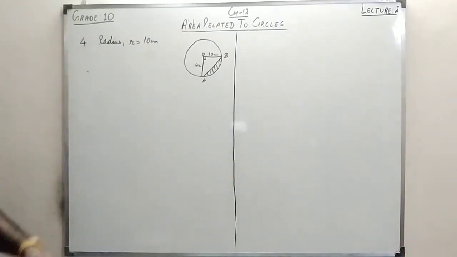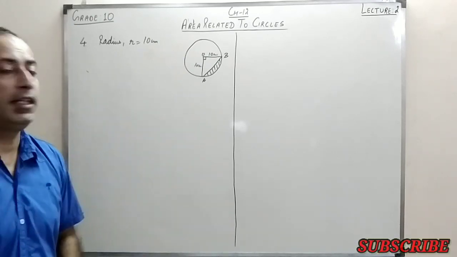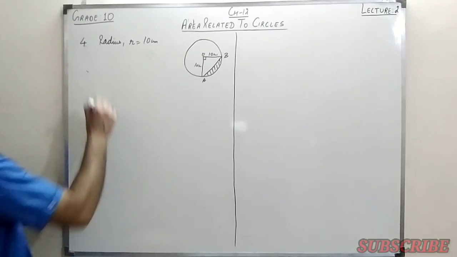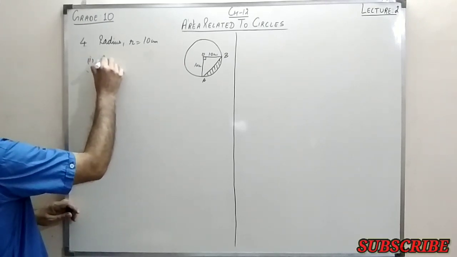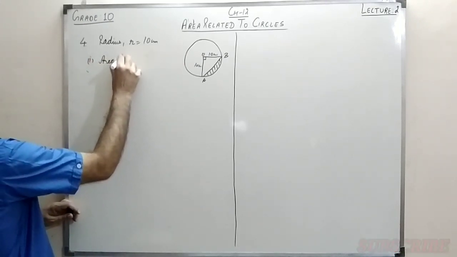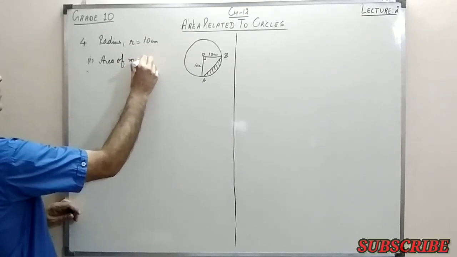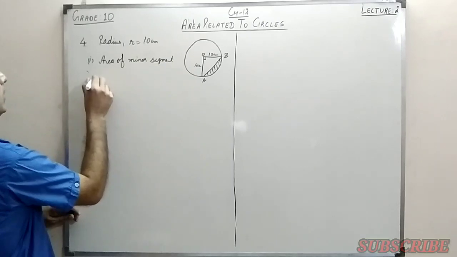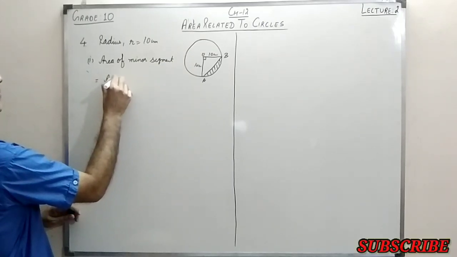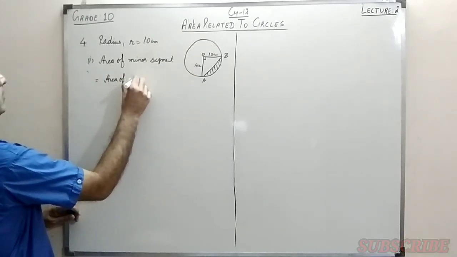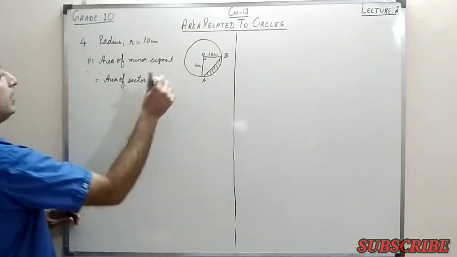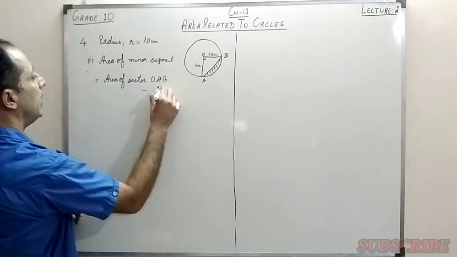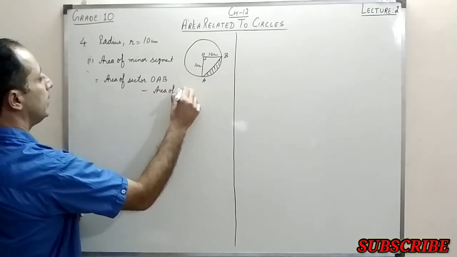Now let's talk about this question. Here the radius is 10 centimeter and I have to find the area of the segment. The first part is the area of the minor segment. To find the area of the minor segment, what I have to do is subtract the area of the triangle from the area of the sector. I have named it, so I can write the area of sector OAB minus area of triangle OAB.